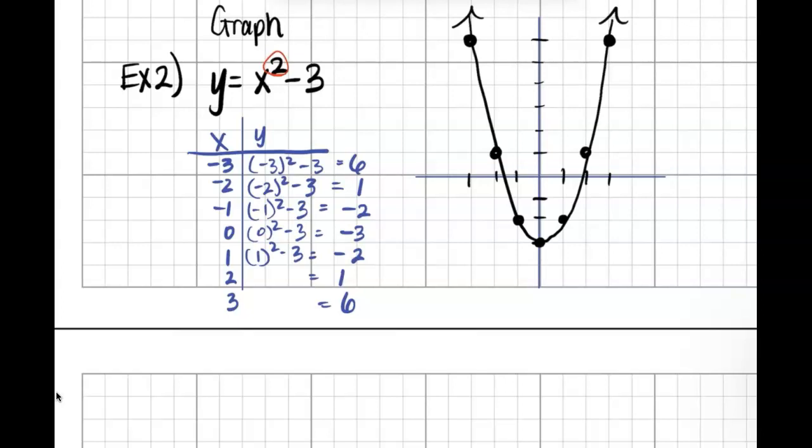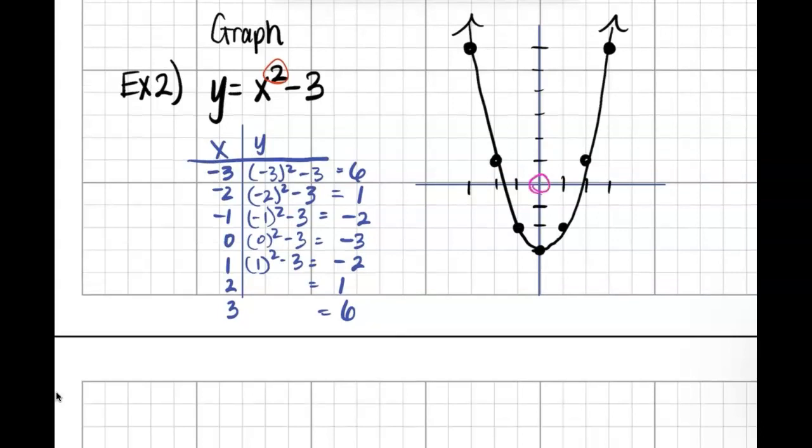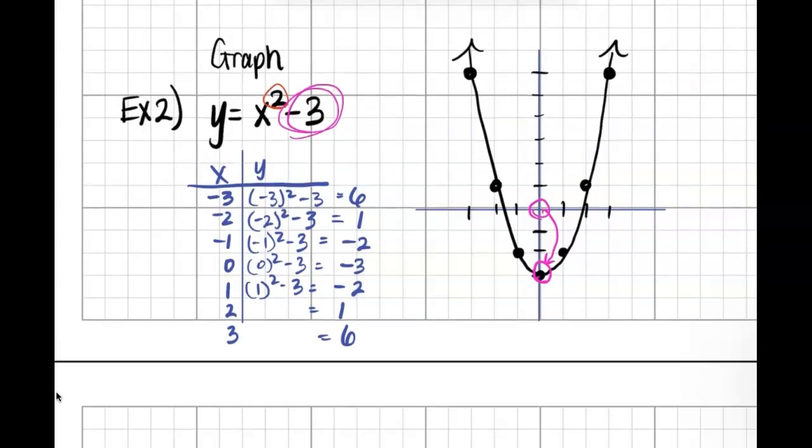The other way is to know that quadratics will start at 0, 0, but they might be shifted. So this has been shifted down 3 units, which makes the vertex at 0, -3. And then all quadratics follow a pattern of 1, 3, 5. It's kind of their slope, if you think of it that way. So that is going to be how you get from point to point. So we go over 1, up 1, over 1, up 3, over 1, up 5 to get those other points.